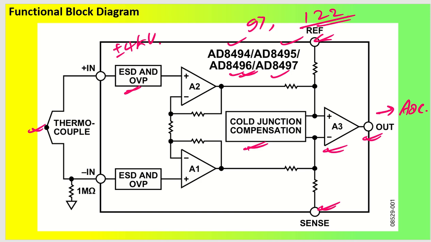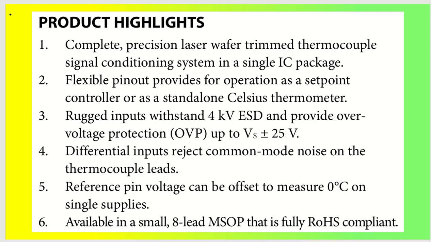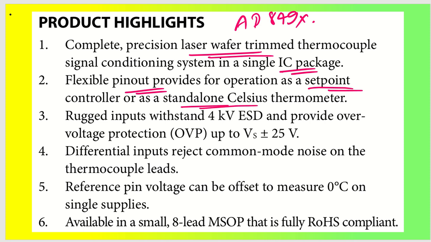First of all, let's understand more about this IC, what is given by the manufacturer. Then we'll talk about the specifications. If you talk about the product highlights of AD8495, 8495 or 94, all these things, let's say X, it is going to have a complete precision laser wafer trimmed thermocouple signal conditioning system in a single IC package. Okay, so this is how you can design complete signal conditioning in a single IC. It has a flexible pin out to provide operation as a set point controller or as a standalone Celsius thermometer.